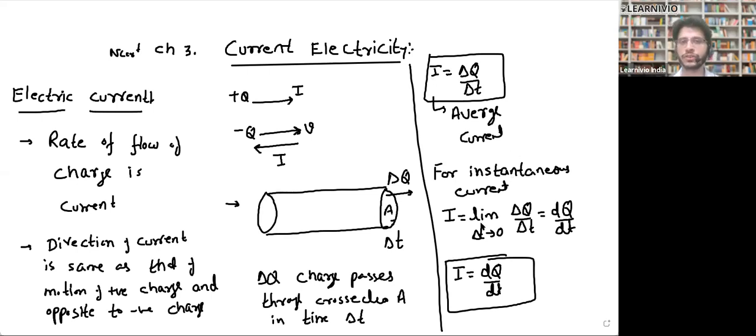So that's average. For instantaneous, take limit delta t tends to 0. You can write delta q by delta t as dq over dt. So that is instantaneous current, which is dq over dt. Now, if you differentiate charge with respect to time, then whatever we get is instantaneous current.